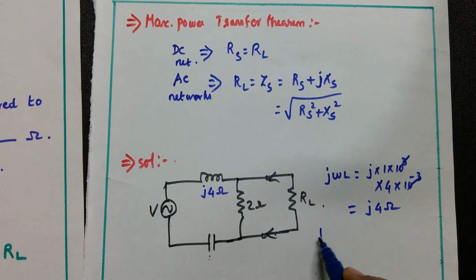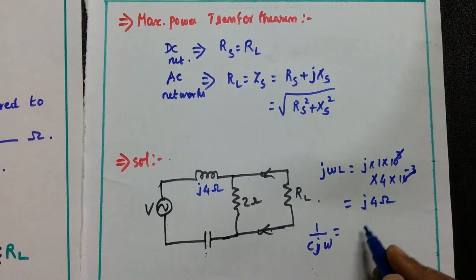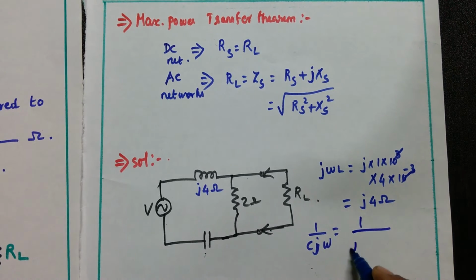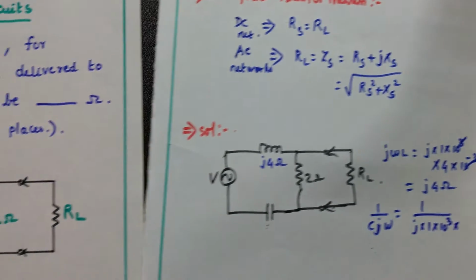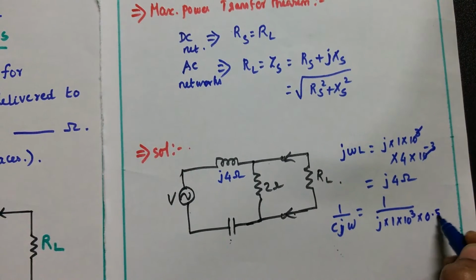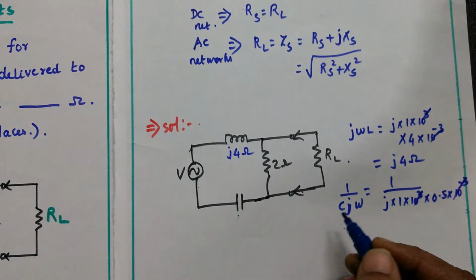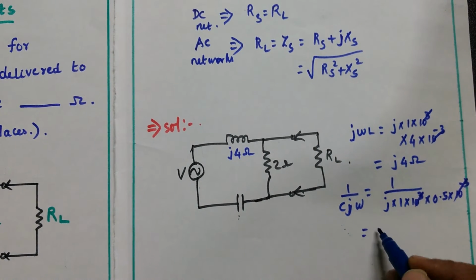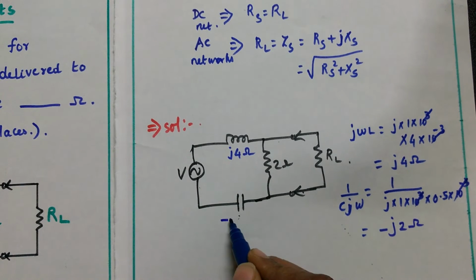And for capacitance, 1 by j omega C. That is equal to 1 by j into 1 into 10 power 3 into the capacitance, which is given as 0.5 millifarad, so 0.5 into 10 power minus 3. It will get cancelled. 1 by 0.5 is 2, and 1 by j is minus j. So we can write this as minus j2 ohms.